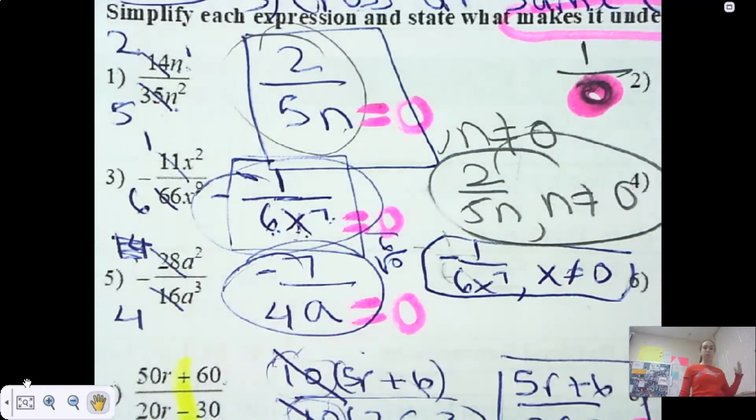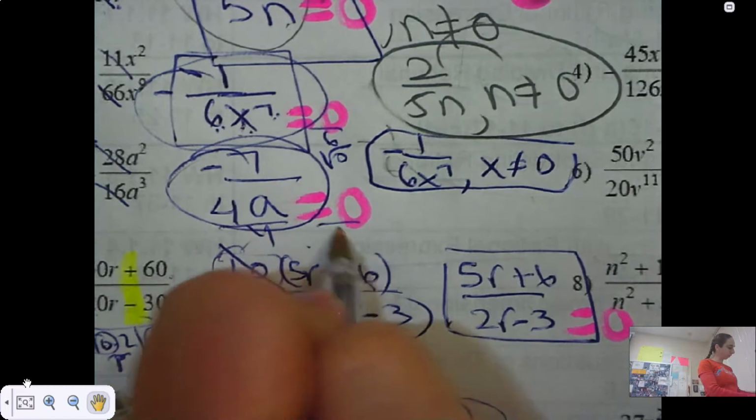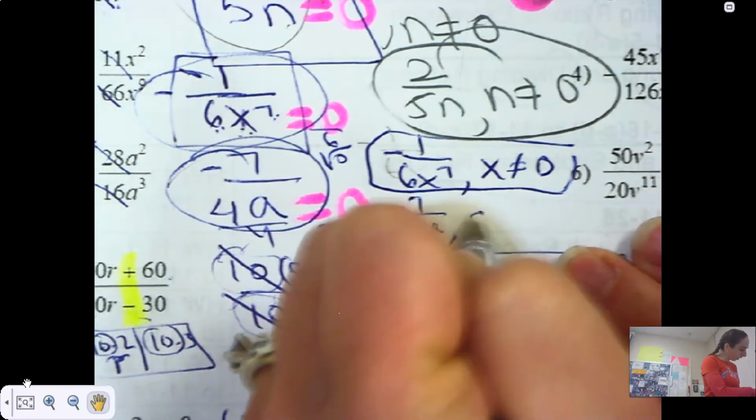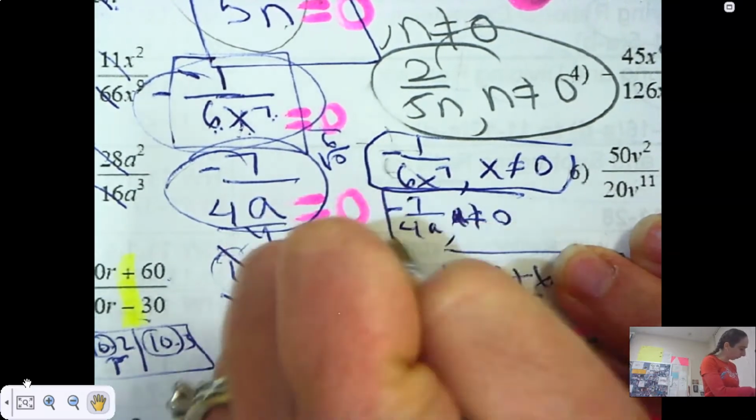So some of you go, is it always going to be 0? Well, let's find out. I set this equal to 0, divide by 4, divide by 4. So -7 over 4a, x cannot equal 0 again. Oh, a cannot equal 0.